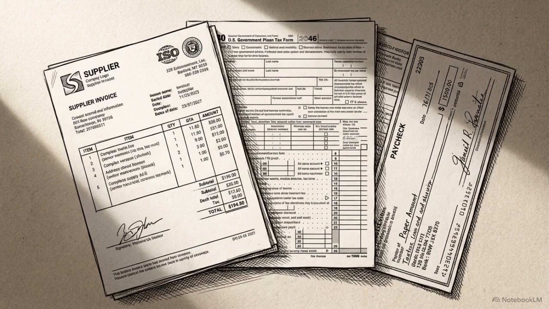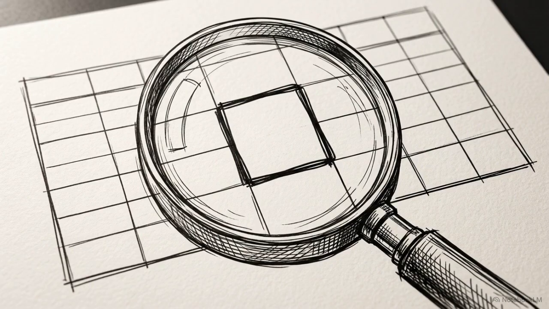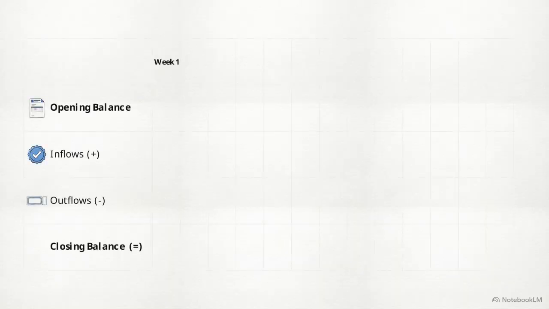These are the moments when a major supplier bill, a quarterly tax payment, and a payroll run all land precisely during an Amazon payout gap. Step 4 connects the data with math to calculate your closing balance. Here is the operational equation for your forecast. Take your opening balance, add inflows, subtract outflows, and you get your closing balance.